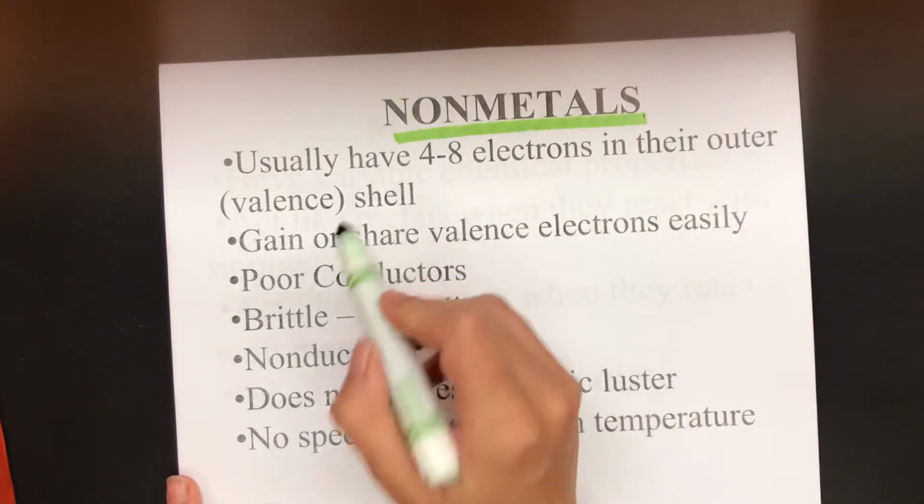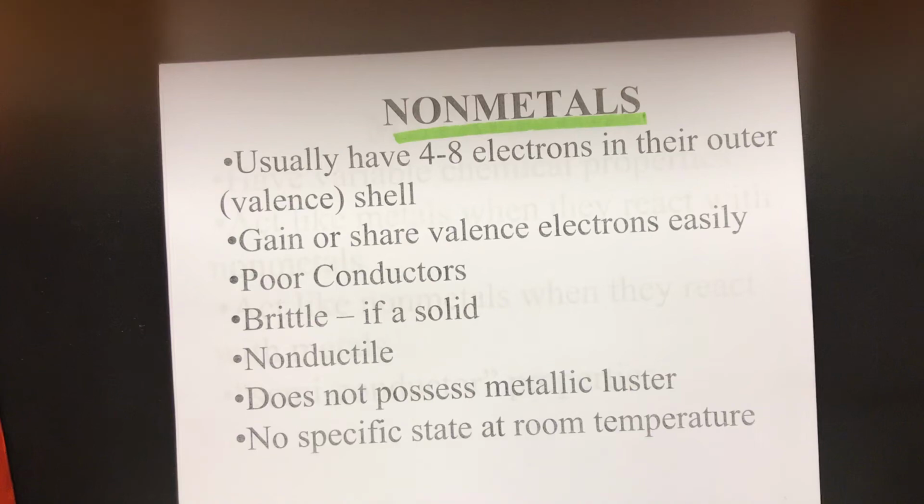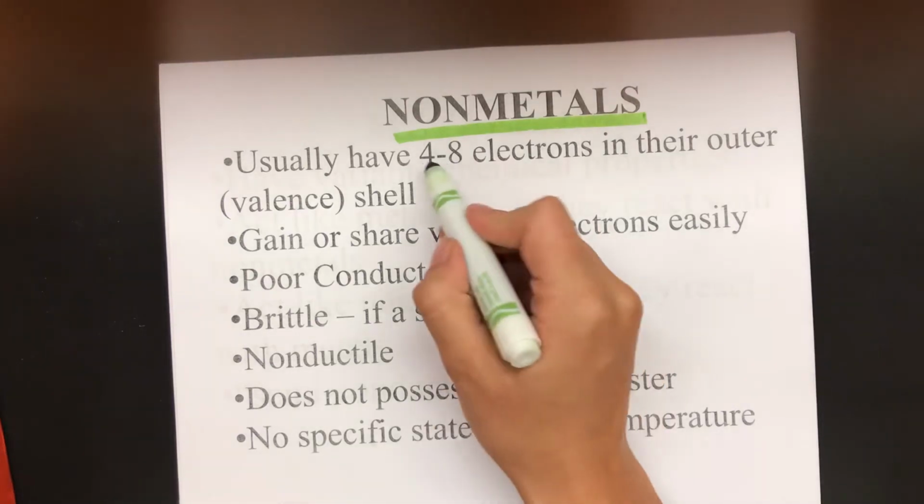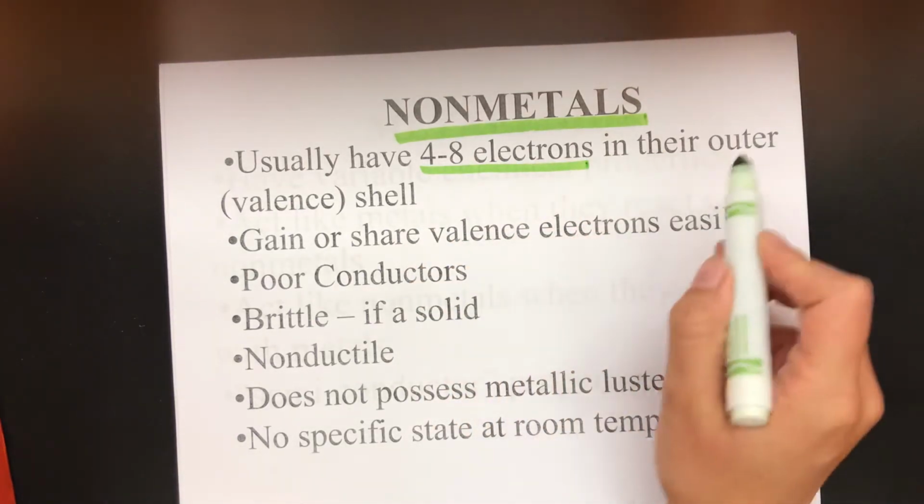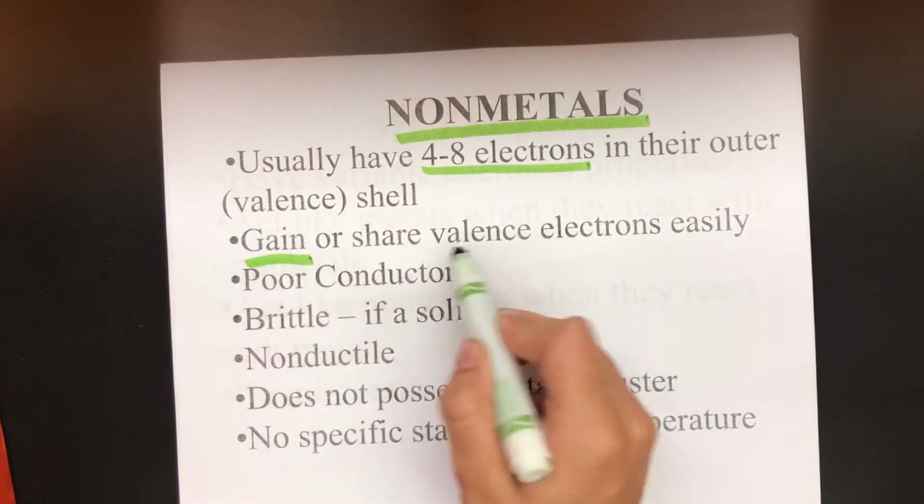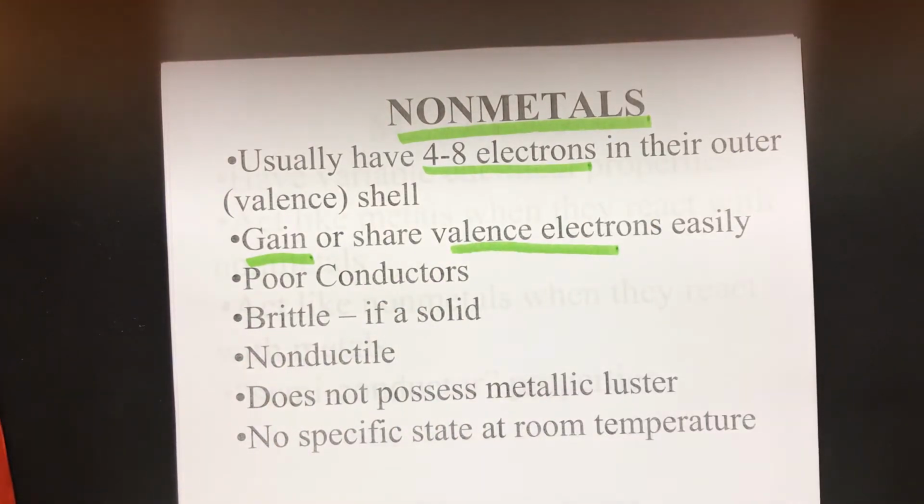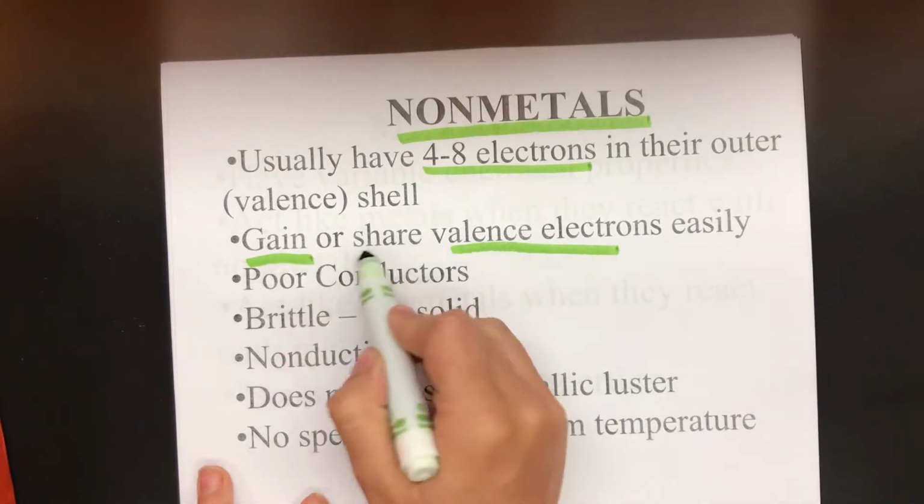Okay, nonmetals, complete opposite. If you can remember one, then you should be able to remember the other. They have 4 to 8 valence electrons. Now, because of that, they're going to gain, because they already have some. They want more. They're greedy. Nonmetals are greedy. They want more. Now, they gain or share.